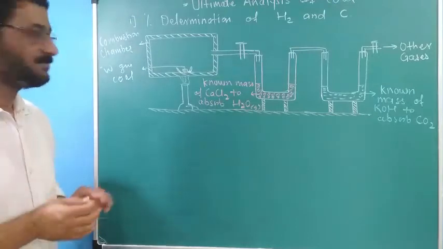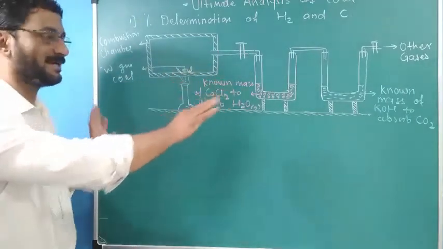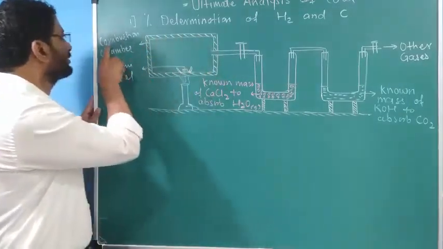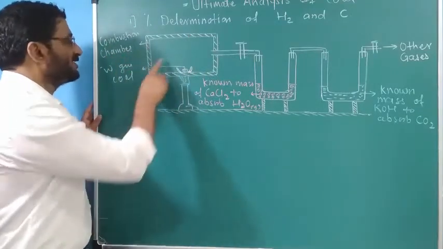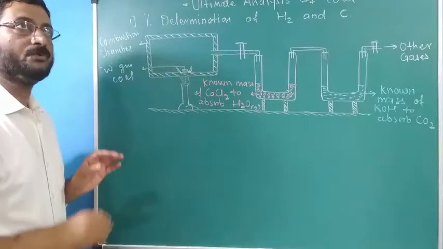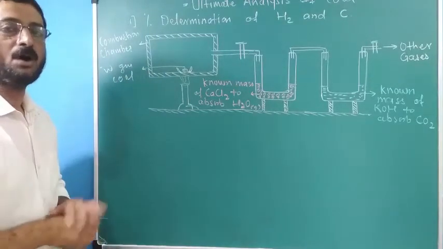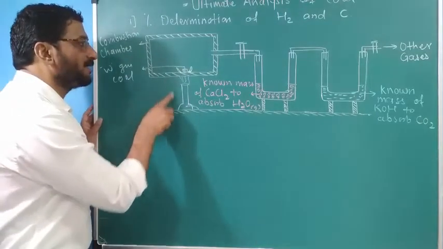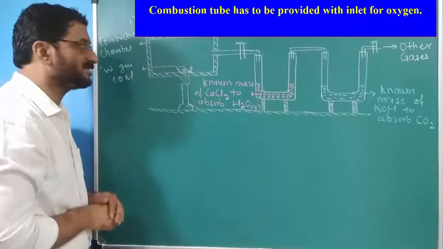What is the basic idea of the experiment? Let me explain the setup of the simple test. This is our combustion tube, or combustion chamber. In this combustion chamber we will take a known mass of coal, say 1 gram, or W gram of coal. This is allowed to burn here, allowed to go through the combustion and heating process.